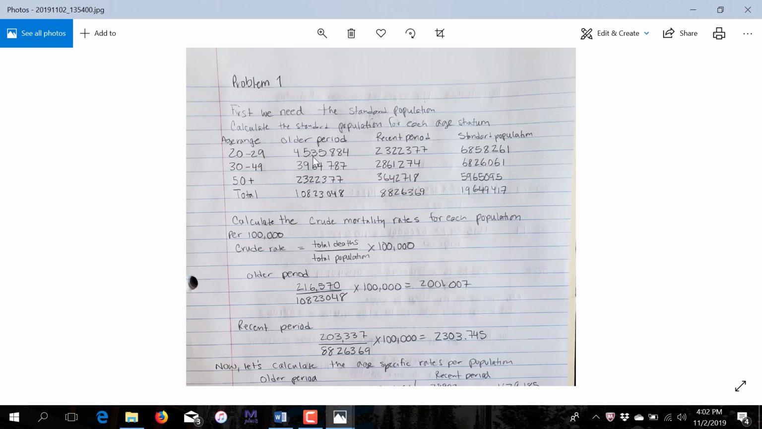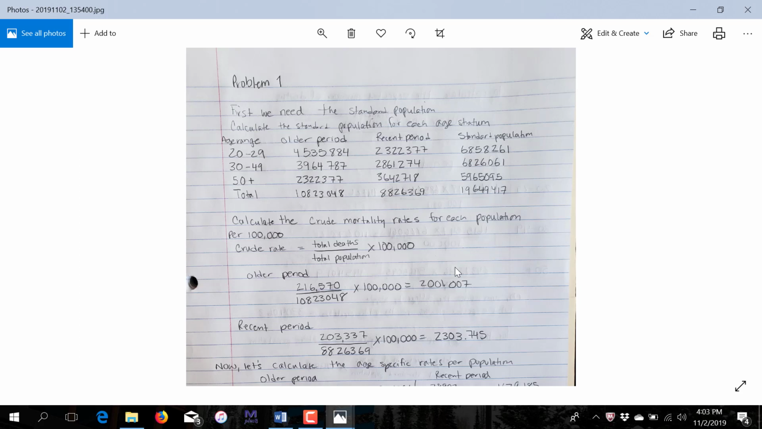We're going to add together the population from each period within each stratum. For instance, I think this is 4,535,884 plus 2,332,377, which gives you somewhere around 6,858,261. So that's how we're doing it. This is the total population for the older period. This is the total population, adding together the stratum-specific population values in the recent period. Then adding together the standard values, we get the total standardized population, which is 19,649,417.